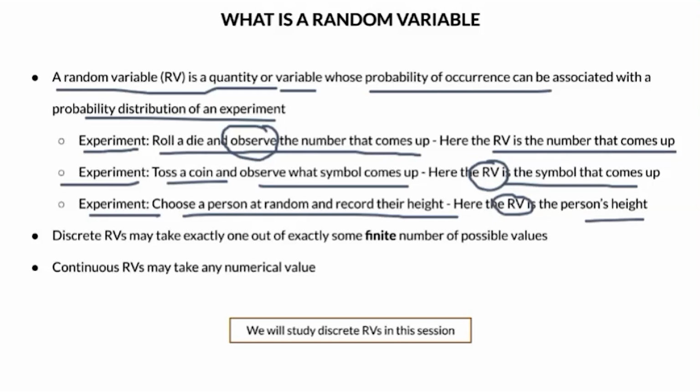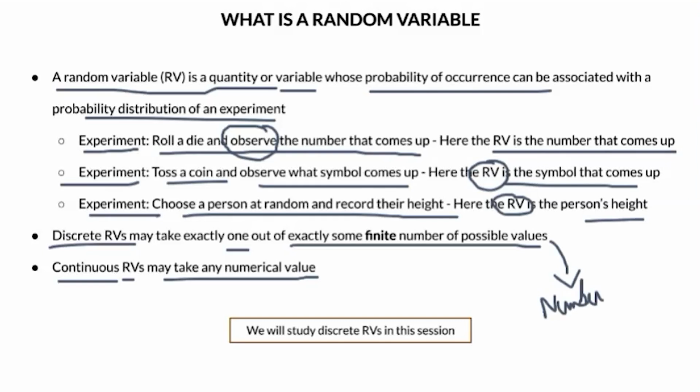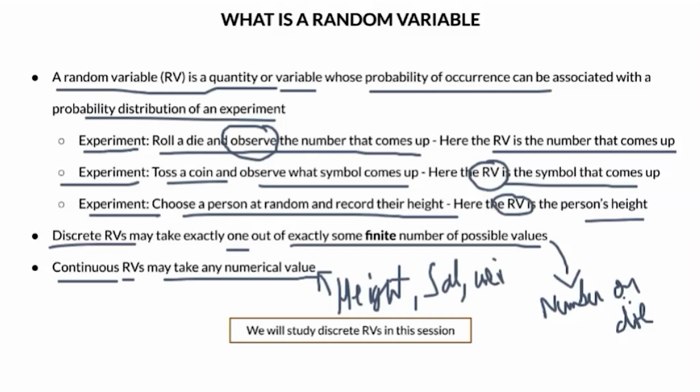Now there are two kinds of random variables, discrete and continuous. Discrete will take exactly one value out of some finite number of possible values. Continuous random variables may take any numerical value. So an example of discrete is the number on the die. This can be 1, 2, 3, 4, 5, 6. Examples of continuous: many real variables are continuous. Height, salary, weights of babies, all of these can take any numerical value.